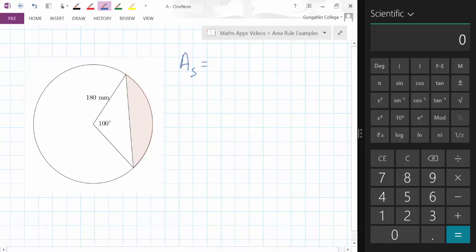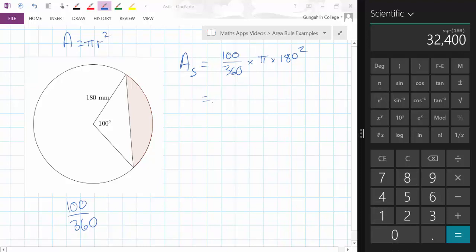Okay, we've got to find the area of that sector, so this region all the way around here. We know that the area of a circle is pi r squared, but we don't have a full circle here, we've just got part of a circle, and we've got 100 degrees out of a total of 360 degrees. So the area of this sector is going to be that fraction, 100 out of 360, times the area of the full circle. And the area of the full circle is pi times the radius, which is 180 squared. That's going to be a big number because we are working in square millimeters.